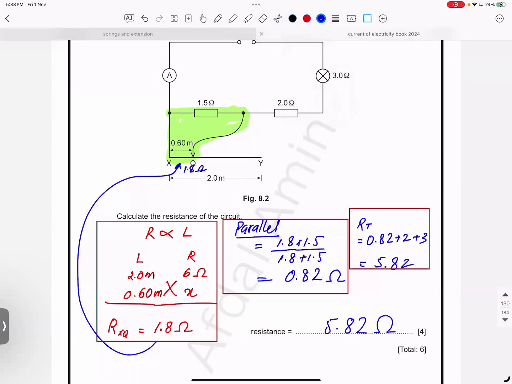So here, first we use the proportionality, step 1. Then we found parallel. Then we found total. You get 4 marks.